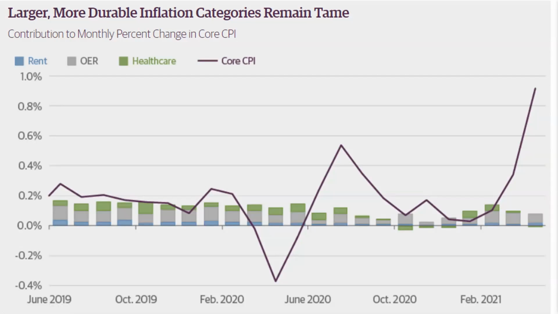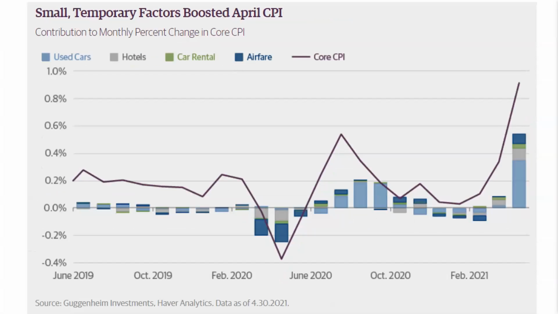And by the way, this factors in April. It doesn't have the last print in May, because the graphs weren't available yet. So these two things don't even account for the May numbers.